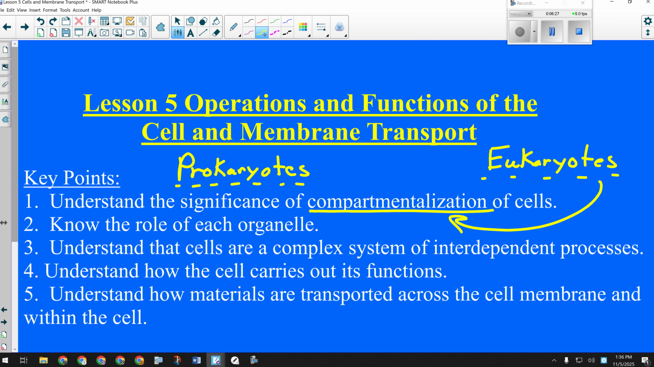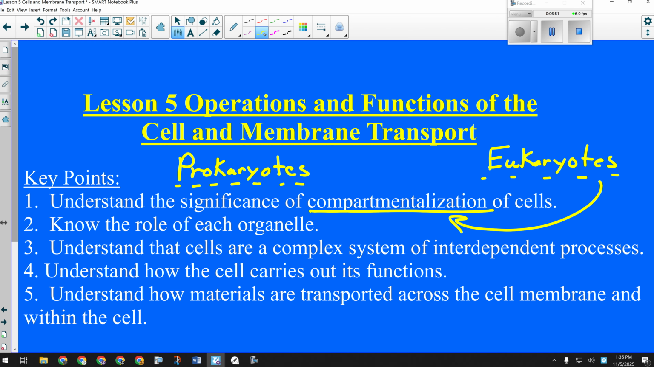But a eukaryotic cell can have an organelle that's responsible for digesting food, another organelle that's responsible for carrying out cellular respiration, another one that's packaging things for transport. All of that stuff happens in their own perfect environments. Is that a good thing? Does that make a cell more efficient? It certainly does. It's why eukaryotic cells are way bigger than prokaryotic cells.